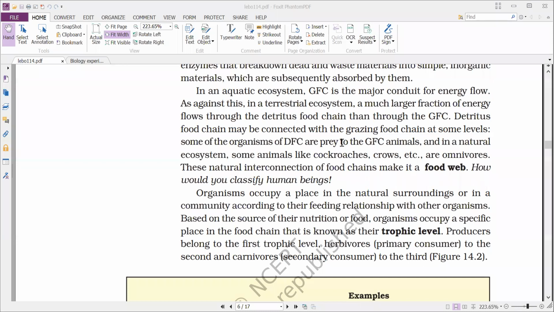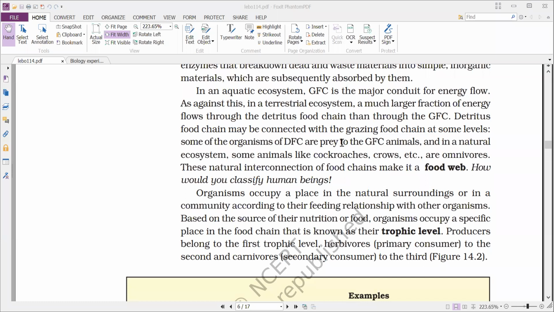It also feeds on grains. So in that case, what happens? One food chain is interconnected with another food chain, forming a web-like structure. Such an interconnection between different food chains, we are calling it as the food web.